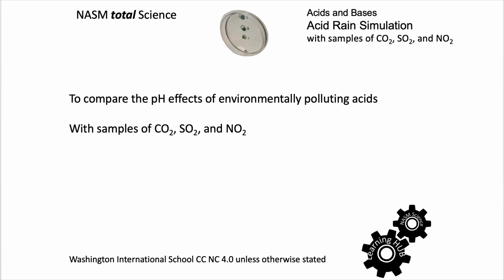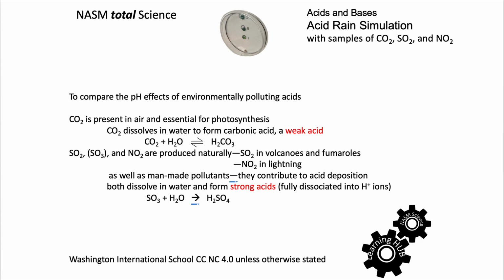Today, we're going to compare the pH effects of environmentally polluting acids with an acid rain simulation. And we're going to use samples of gases: CO2, SO2, and NO2. The CO2 is present in the air, essential for photosynthesis. It dissolves in water, but the carbonic acid is a weak acid, so the pH will be higher.